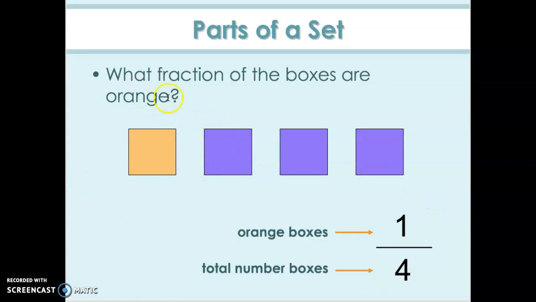Here's another example. What fraction of the boxes are orange? What is the total number? There's 4. And what fraction of the boxes are orange? Well, I only see 1, so that would be the top number, the numerator. So you would have 1/4. Remember, the bottom number is the total number.